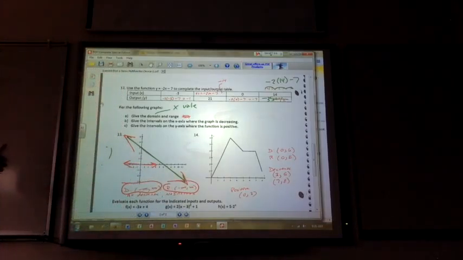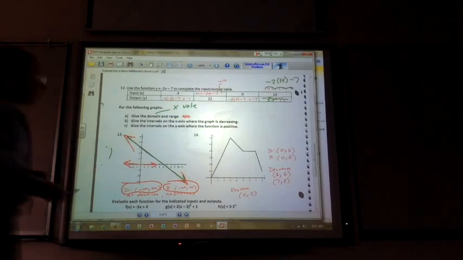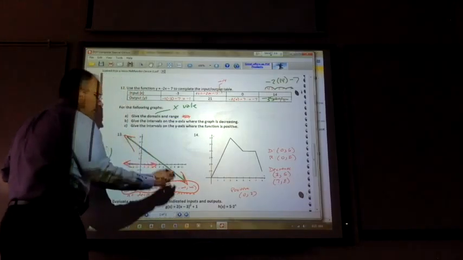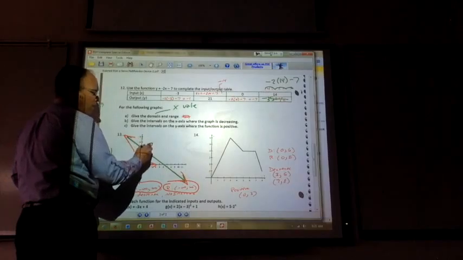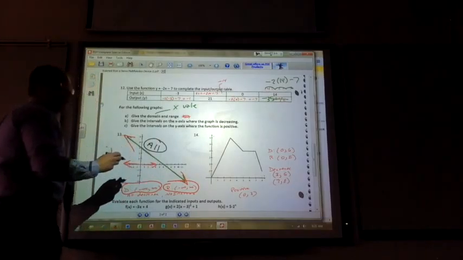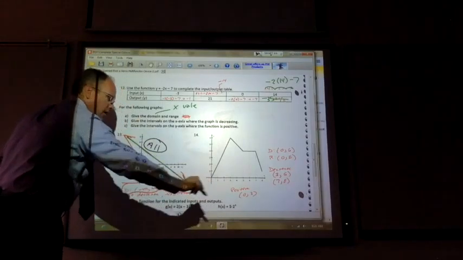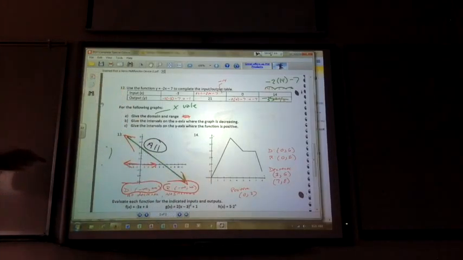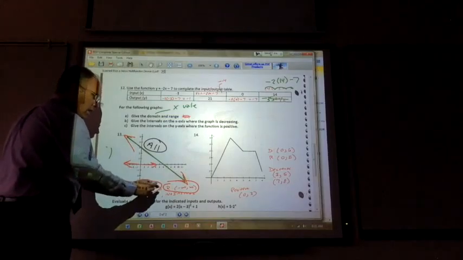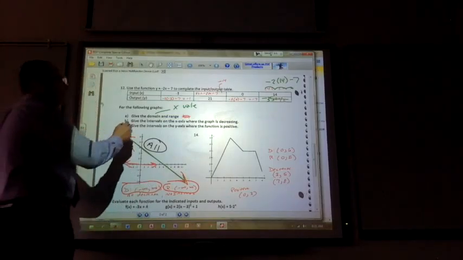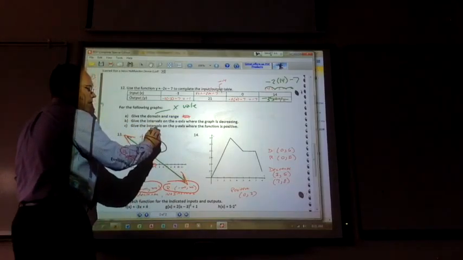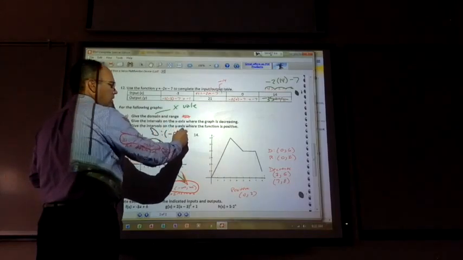Okay? Give the intervals where the graph is decreasing. This whole graph, all of it, is decreasing. Okay? It's starting way up here. It's heading way down here. The whole thing is decreasing. So it's decreasing with no increasing. Where are the intervals? So it decreases from negative infinity to positive infinity.